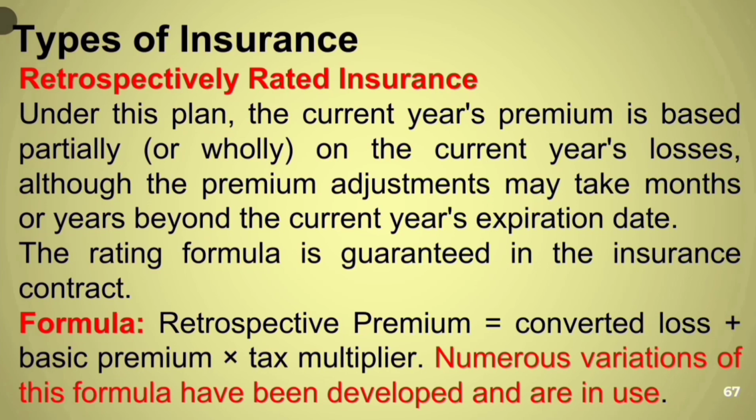Types of insurance. Retrospectively rated insurance. Under this plan, the current year's premium is based partially or wholly on the current year's losses, although the premium adjustments may take months or years beyond the current year's expiration date. The rating formula is guaranteed in the insurance contract. Formula: retrospective premium is equal to converted loss plus basic premium, multiplied by tax multiplier. Numerous variations of this formula have been developed and are in use.